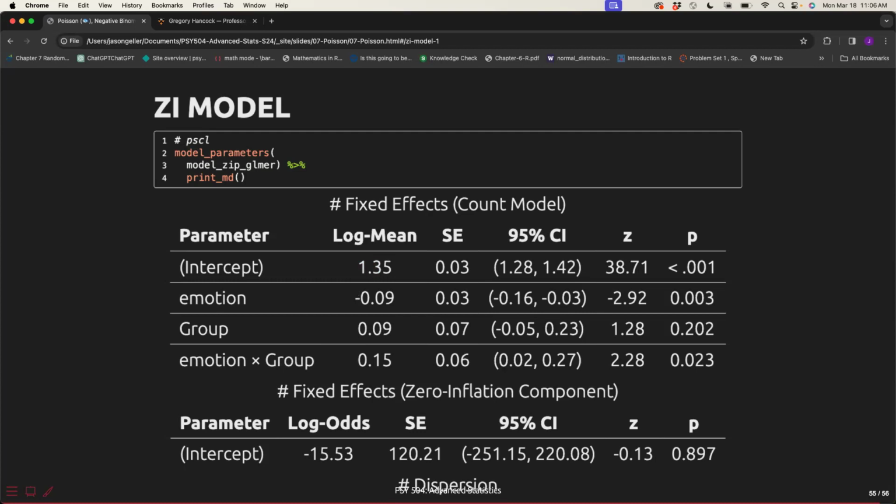And in terms of visualization, and I don't have a slide for this, we would want to visualize the count part and then also the logistic part. Again, just combining things that we've already done before, right? So pretty straightforward.